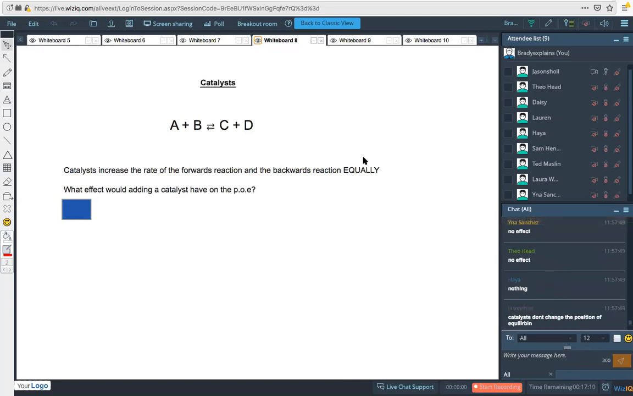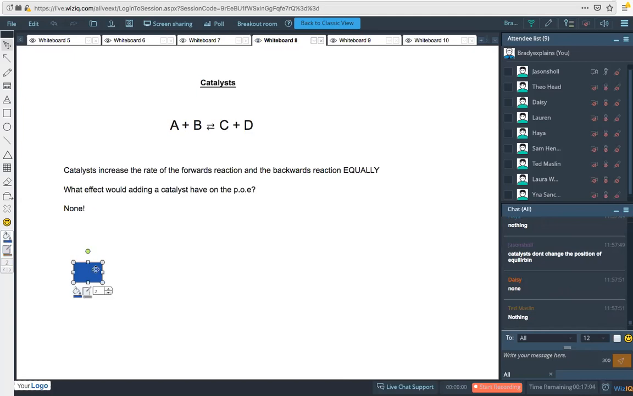Yeah, you're on it, because it cancels out, doesn't it? So if you're increasing the forwards and the backwards by equal amounts, it ain't going to do anything. So catalysts are dead easy. They don't change the position. They do increase the rate of reaction. So they increase the forwards rate and the backwards rate. But because it's by an equal amount, those effects cancel out.